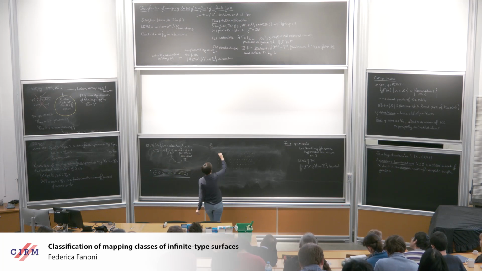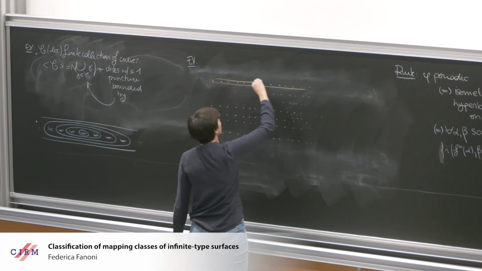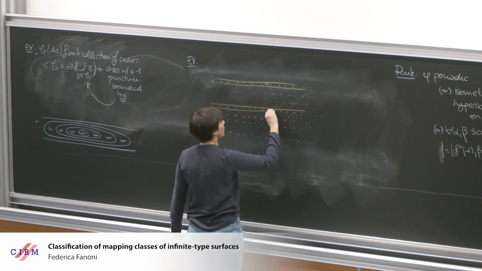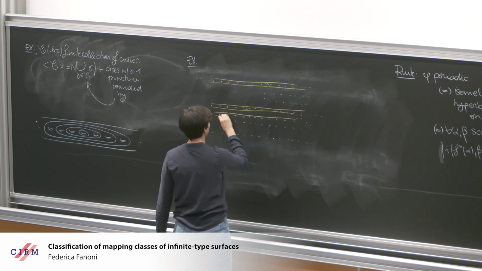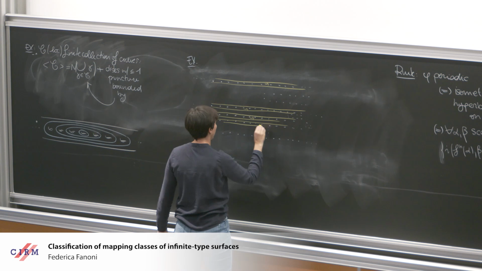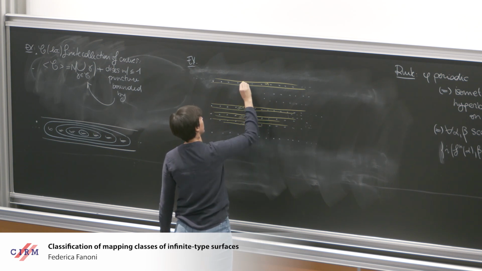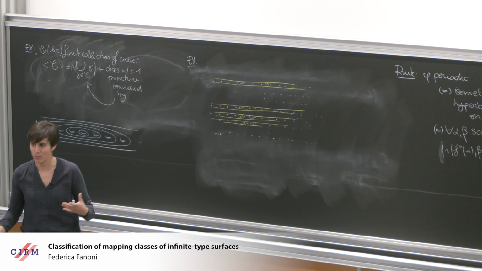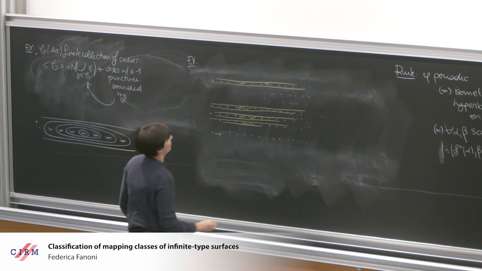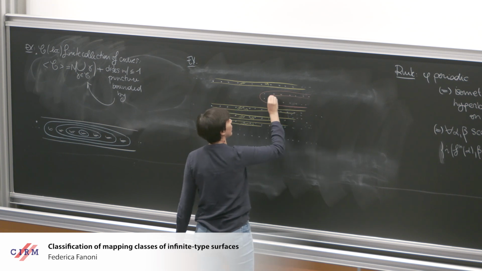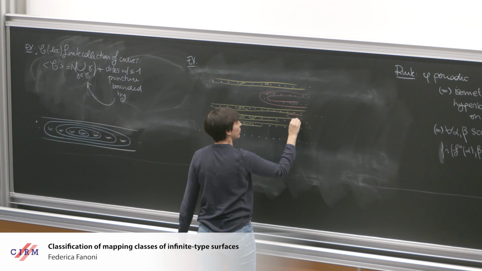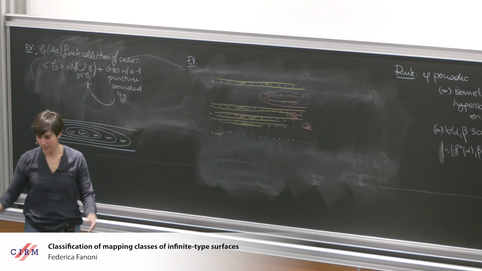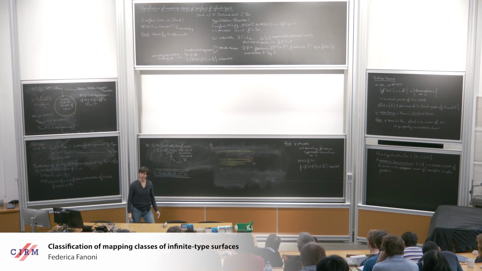What is the map? On this horizontal piece, it's just going to be a shift by 1. Same here, same here, same here, and all the way down. So this needs to act as a shift by 1 on this line if I want to get some continuous map. And then I break things by doing shifts like this in the U's. Okay, and then you taper it down to the identity outside.